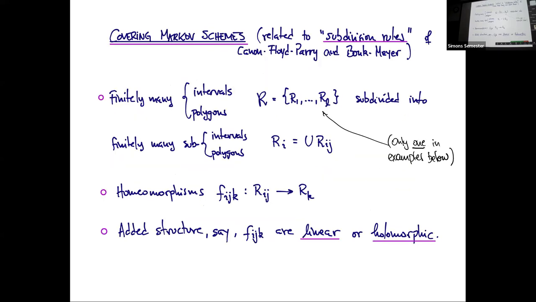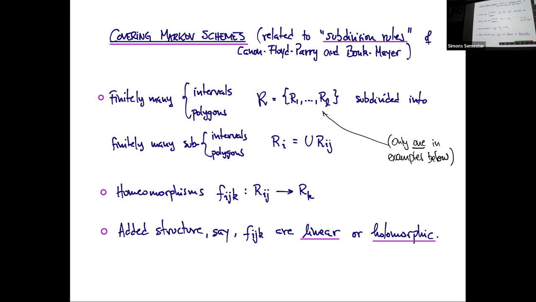All right, so here's the setup. For this discussion today, I'll use only finitely many intervals or finitely many polygons in the plane. These finitely many intervals will turn out to be one interval. Finitely many polygons, maybe there'll be two or something like that. But in any case, the polygons are usually going to be rectangles. So this is the simplest possible situation.